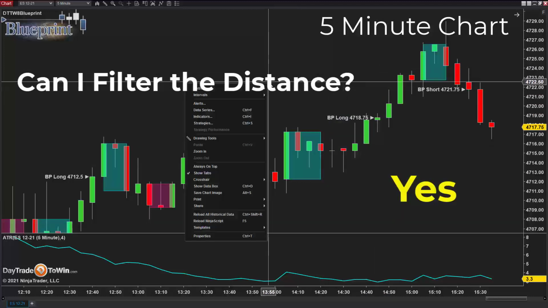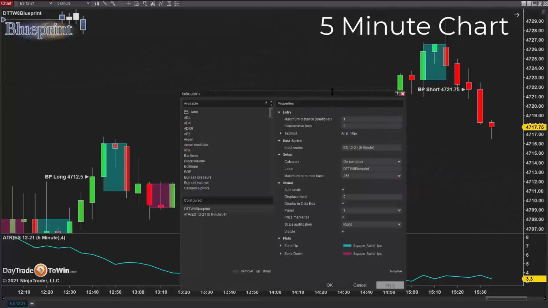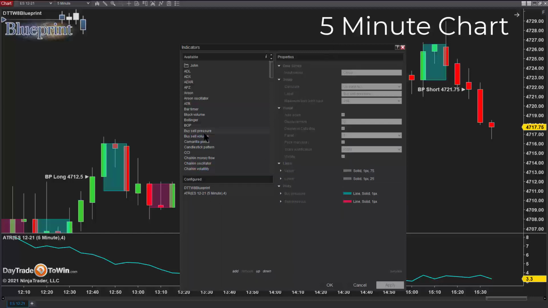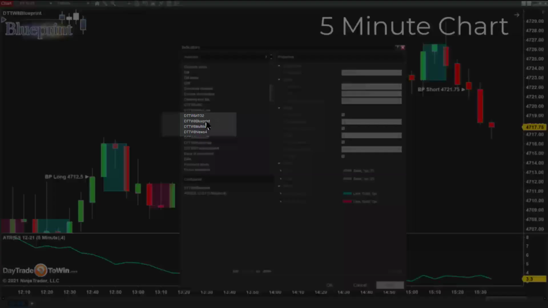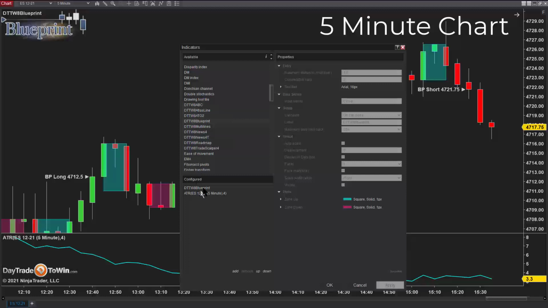So if I right click here on the chart, we're going to go into the back end of the settings, the properties section for the blueprint software. And so we are going to go to the DayTradeToWin library of indicators, and here we have DTTW blueprint. So those of you who import this software, this is what you're going to see. And then we have the settings.